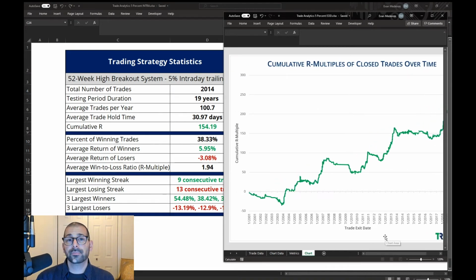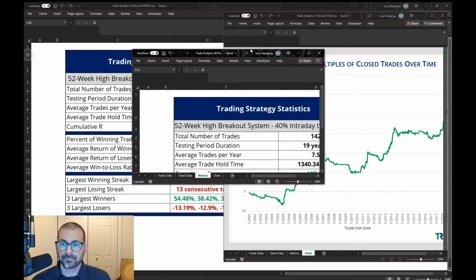So there you have it. The 1% stop loss, end of day was more profitable. 5% stop loss, end of day was more profitable. Let's go to an extreme case on the other end. Let's go to a 40% stop loss. So you're going to buy a stock as it hits 52-week highs, and you're going to trail a stop 40% from its high. So let's look at the intraday version first.